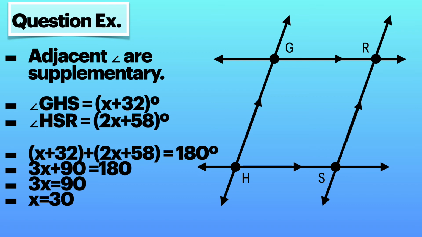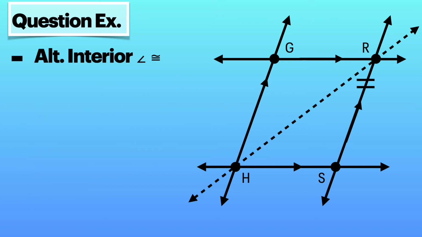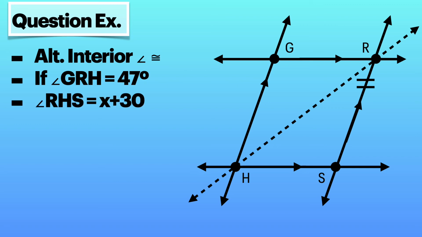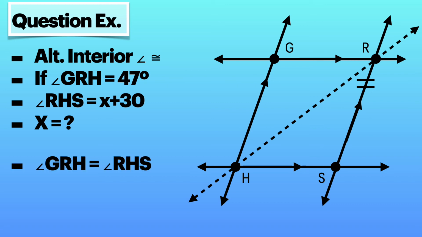Okay, so let's look at just a couple more examples here. We're going to use that alternate interior idea that we've spoken about before. Here we're going to go ahead and say the angle GRH is equal to 47. Our alternate interior angle is going to be RHS, which we're going to describe as x plus 30. If these two angles are alternate interiors in that they're both congruent to one another, we can set up an equivalency statement where we say 47 is equal to x plus 30. And from here, we go ahead and just solve for our final value.